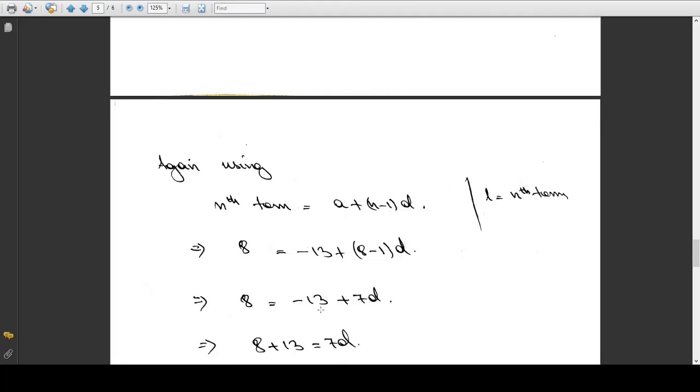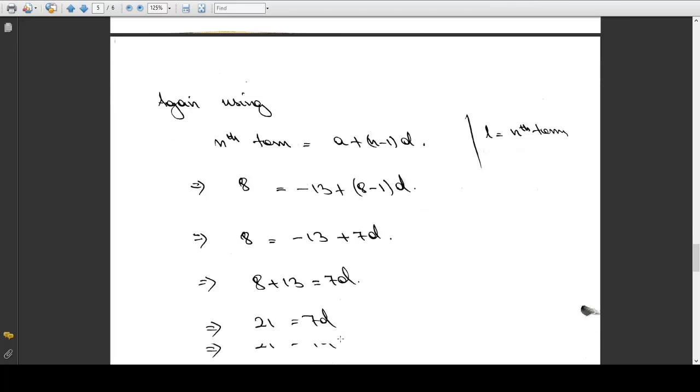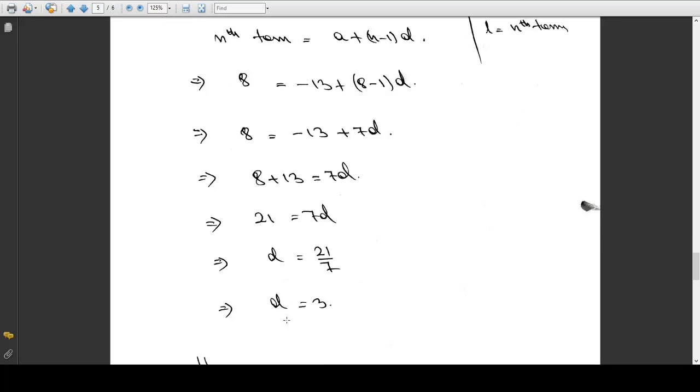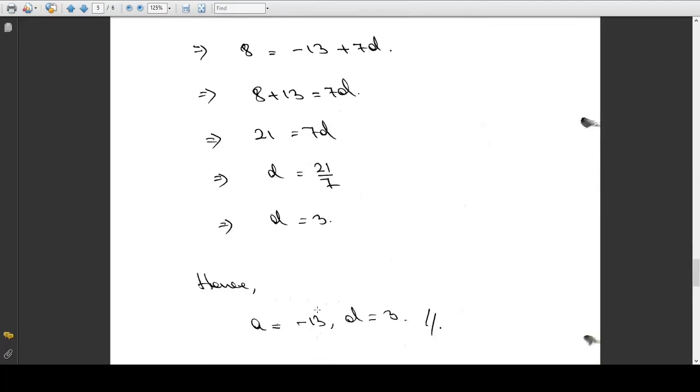Then this 13 you bring to this side, it will be plus. 8 plus 13 equals 7d. 21 equals 7d, so d equals 21 divided by 7. It gives us d equal to 3. Therefore, the missing unknown quantities are a, which we have got to be minus 13, and d, which is 3.